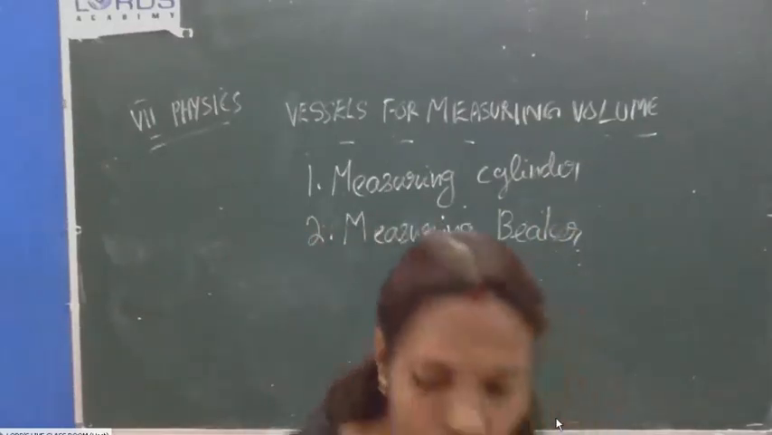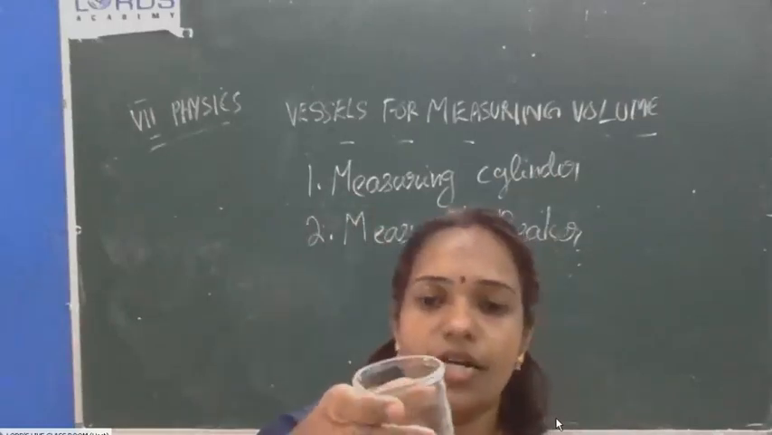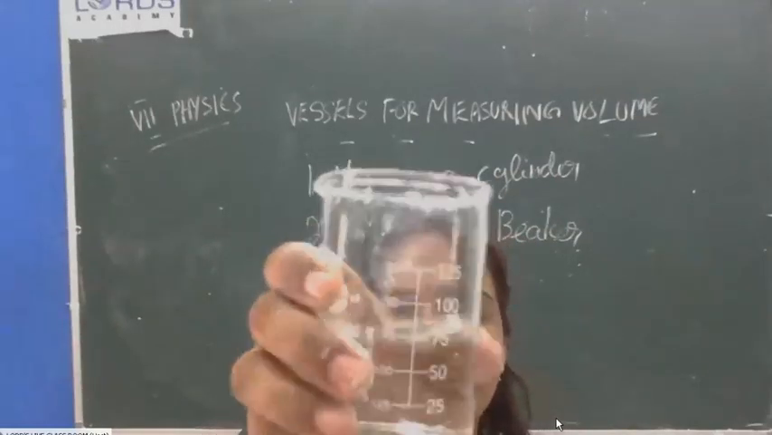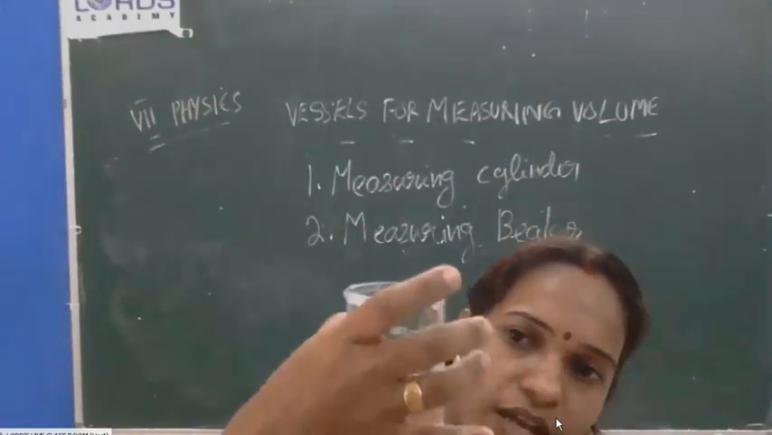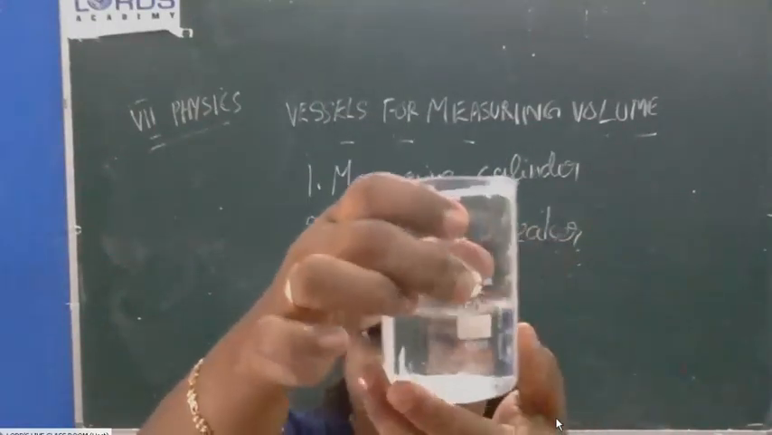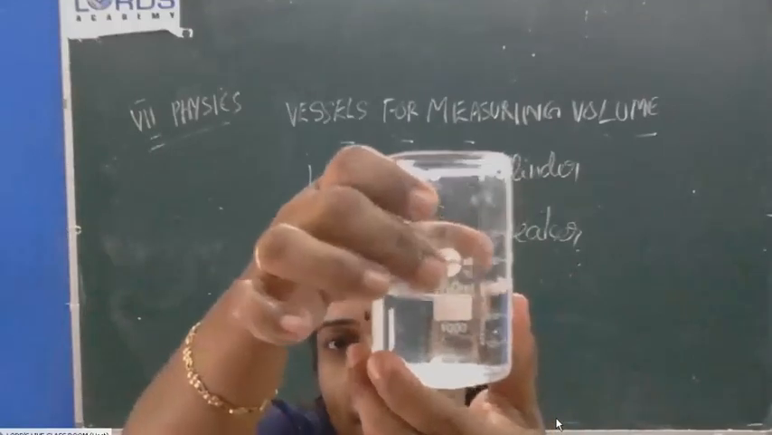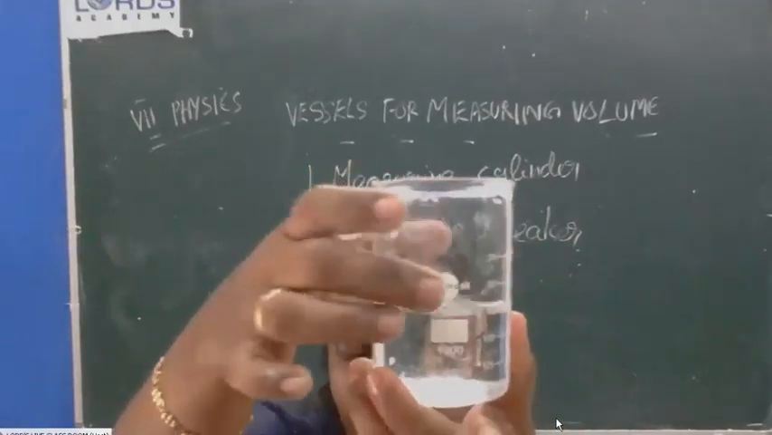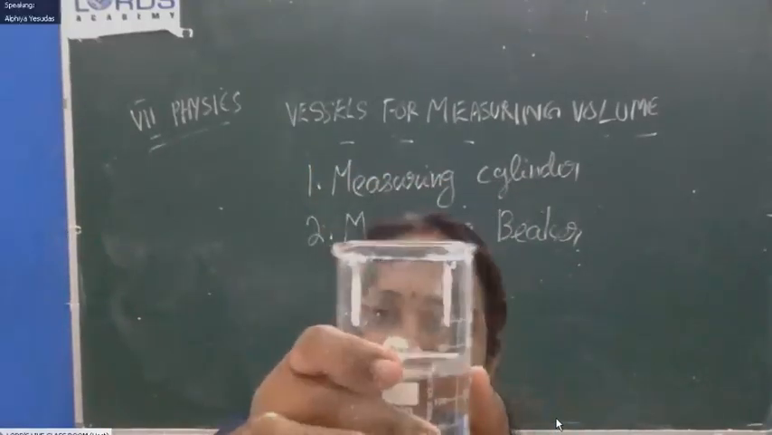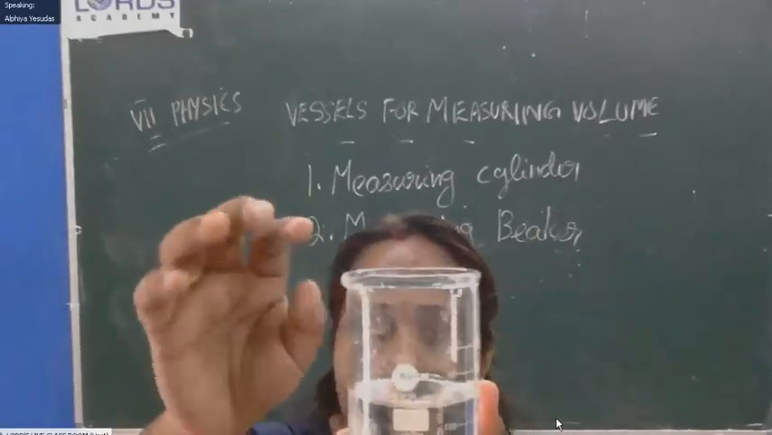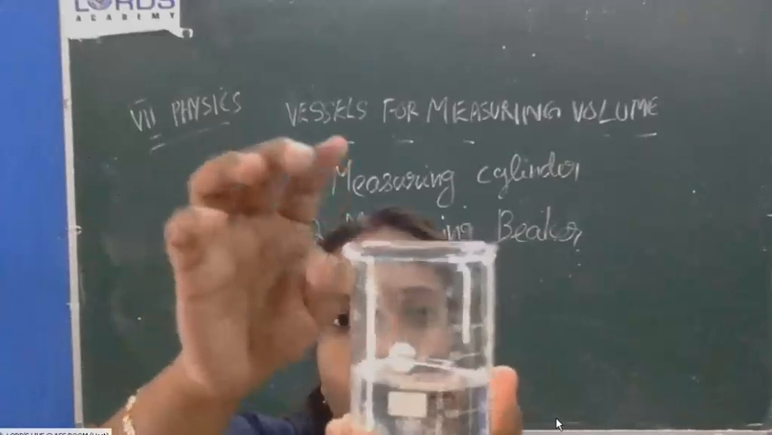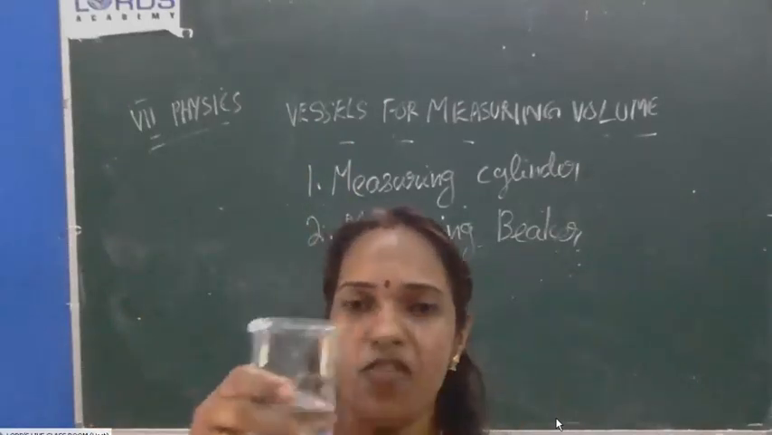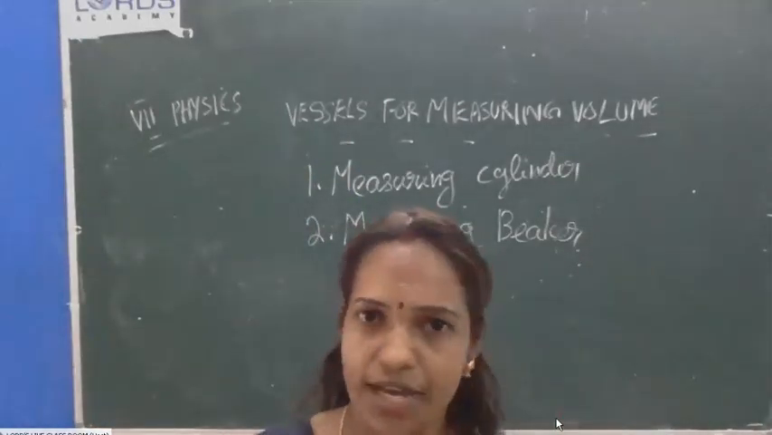So, measuring beaker, maybe you already saw when I was pouring water into it. This is a measuring beaker. Can you see this big number? How much ml is this one? 150 ml. Yes, correct. If I am taking this beaker full of water, the volume of water means 150 ml.